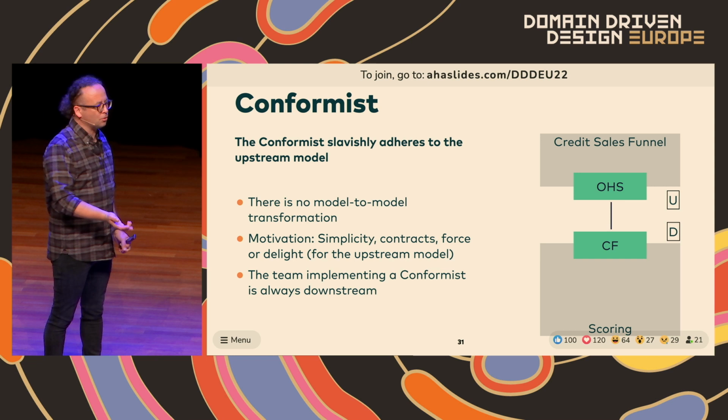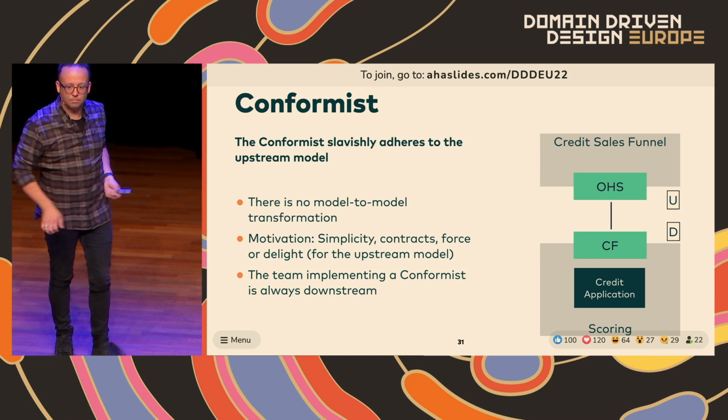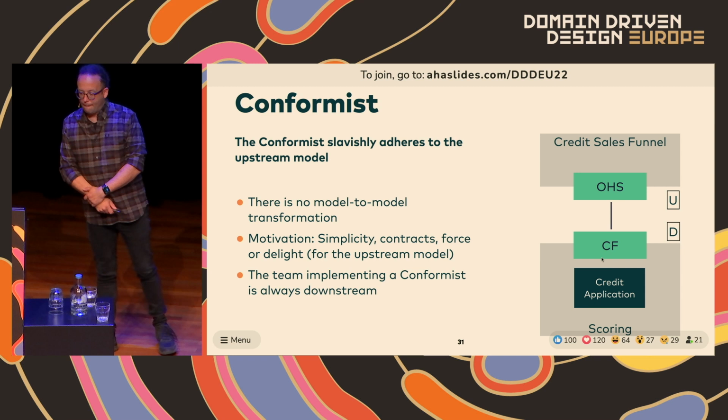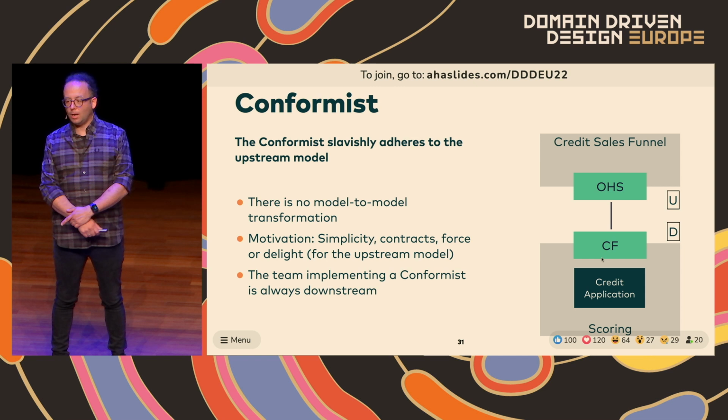I become a conformist. What does the conformist do? They take the model from the upstream team, and they just take it. They just work with this. Conformist is visualized as CF. Now, a conformist is always an easy choice. This is fast. But it leads to a higher degree of coupling. Now, let's talk about this coupling thing.